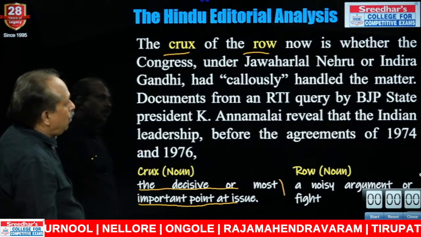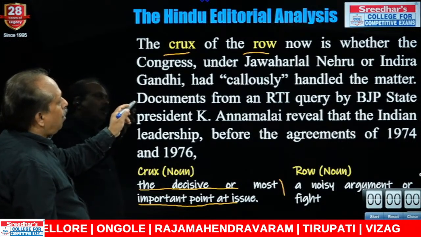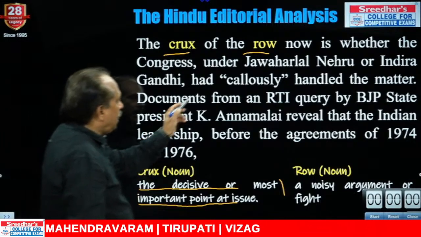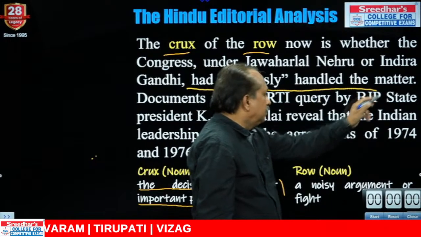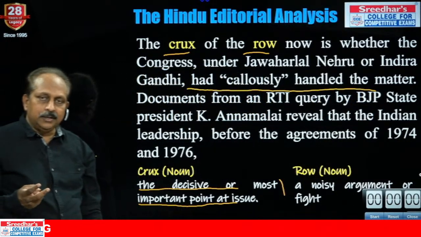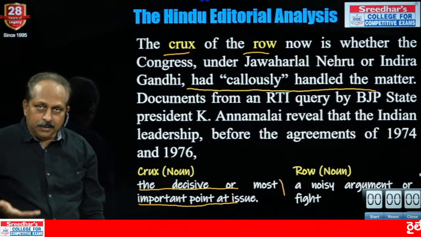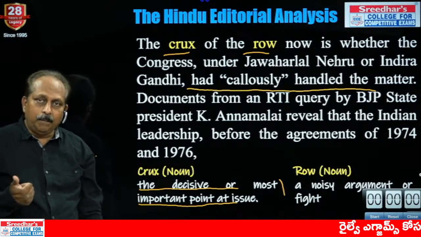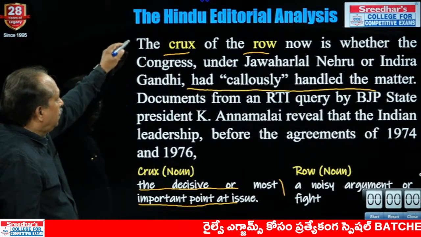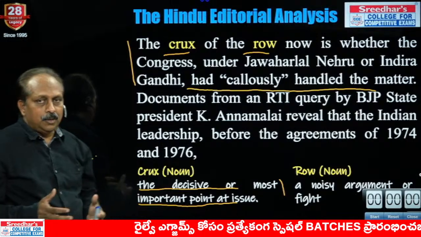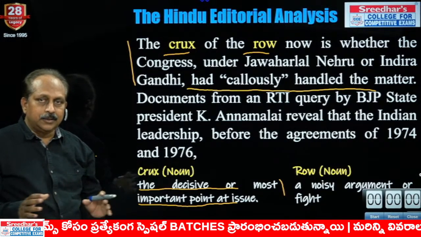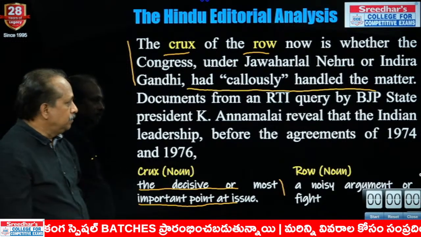The crux of the row now is whether the Congress under Jawaharlal Nehru or Indira Gandhi had carelessly handled the matter. Had handled, that is past perfect. When two actions happened in the past, one after the other, for the first one we use past perfect, for the second action we use past tense. What is the crux of the problem? Whether the Congress had handled it callously. That is the issue here.